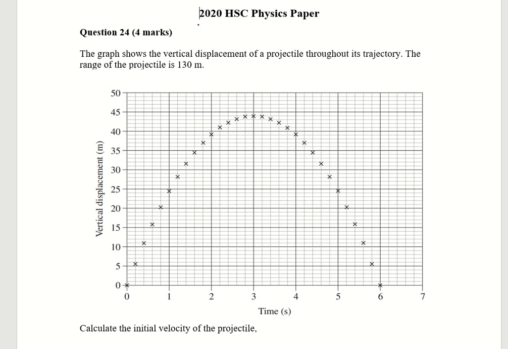Okay, so today we're going to be going through the 2020 HSC physics paper, question 24. In this question, it's going to be related to projectile motion again, and that's what we're going to look at. Here we have a little stimulus that portrays a projectile motion. The scenario we're looking at is where the launch height and the landing height are the same.